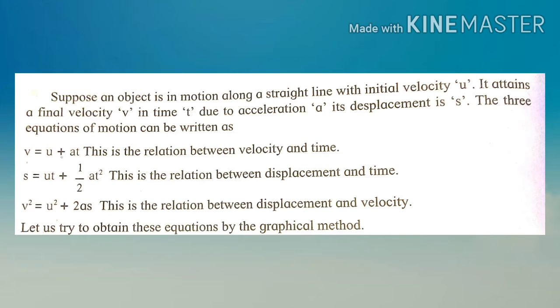First equation is v is equal to u plus at. This is the relation between velocity and time, that is first and last letter. Second equation is s is equal to ut plus half at square. This is the relation between displacement and time, that is first and last letter. Third equation is v square is equal to u square plus 2as. This is the relation between velocity and displacement, that is first and last letter.